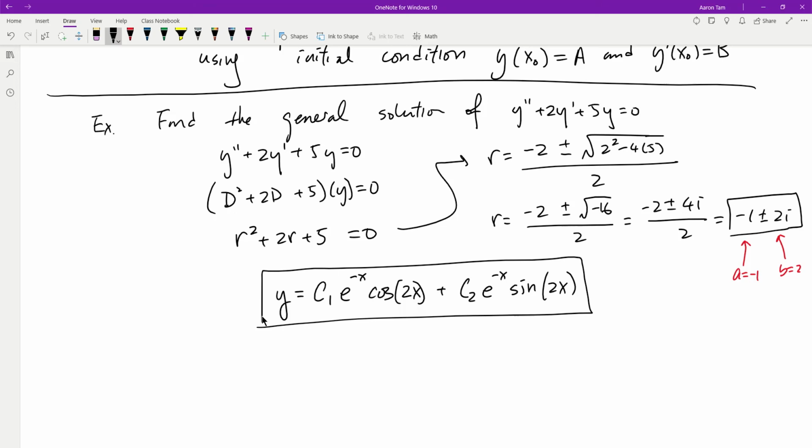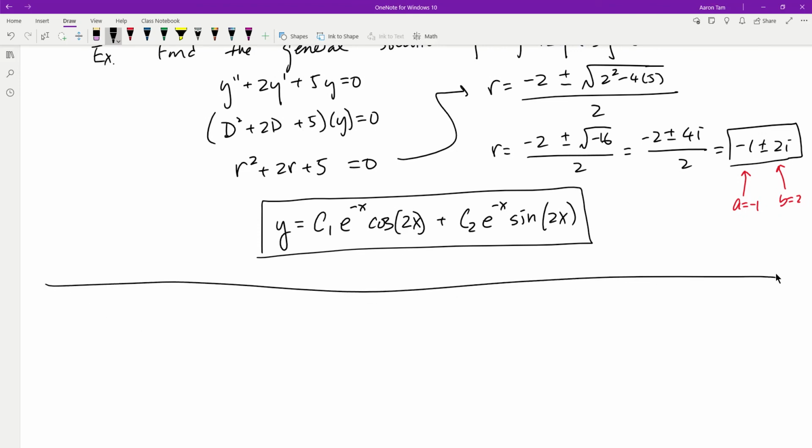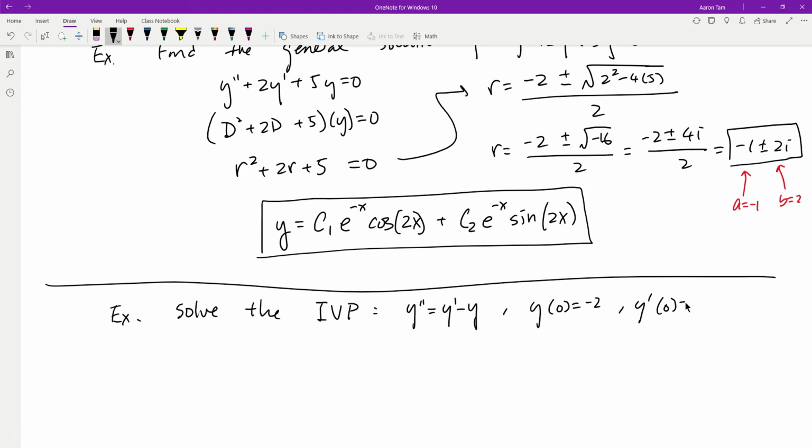Good. Now we can definitely do another example. So how about we do one more, and hopefully I have enough time to finish it before we hit the 30-minute mark. How about let's solve this one. Solve the initial value problem, IVP. Let's say we have the equation y double prime equals y prime minus y, and y of 0 equals negative 2, and y prime of 0 equals 1.